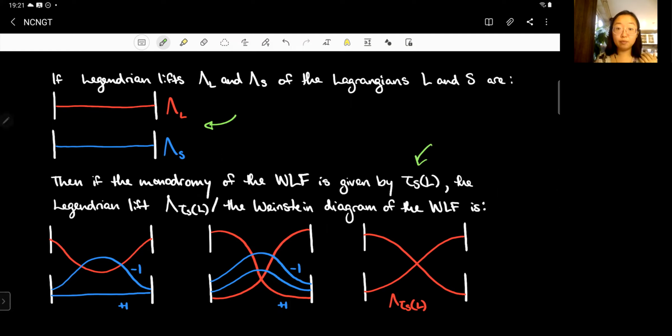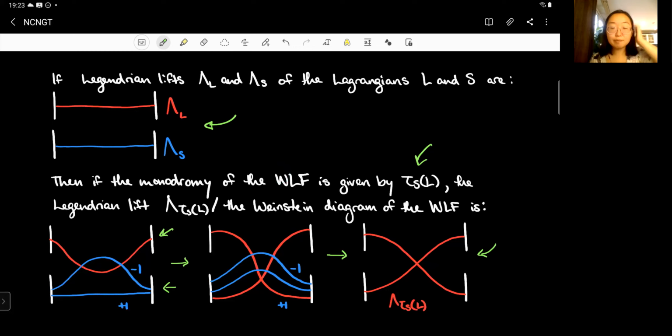This is a picture showing the monodromy of the open book decomposition. What we have to do now is simplify it, getting rid of the -1 surgery curves to make it a Weinstein diagram. So we're going to do some simplifications here. I've done a handle slide and a handle cancellation, and what I end up with here is the Weinstein diagram for the Weinstein-Lefschetz fibration, which depicts the Lagrangian lift of the curve tau sub S of L, which is L Dehn twisted along S.